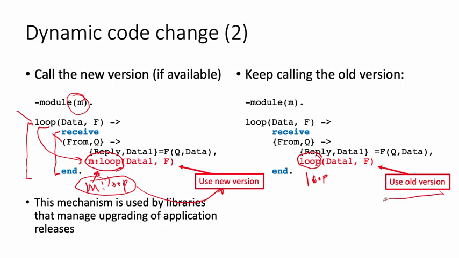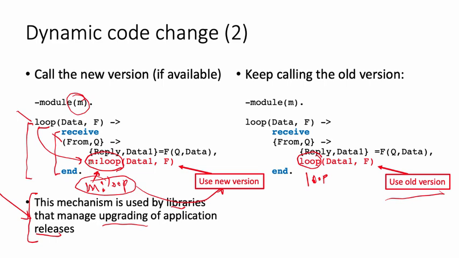So when a new version arrives, if your process calls loop, it will not update. But then you can send the process a message saying, there's a new version, please update. And the process will say, okay, and it will get ready to update. And when it's ready to update, it will call m::loop. Okay, so this is the basic mechanism. It's used by libraries that manage upgrading of releases. Erlang has libraries that let you structure how a release can be upgraded, and it uses this mechanism.